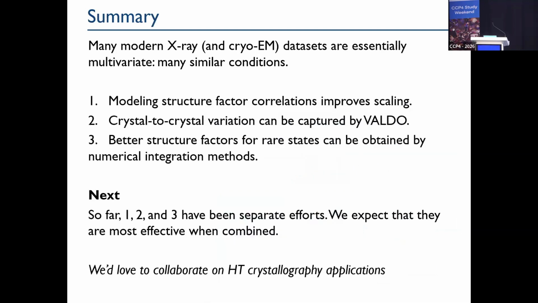So in summary, we see that if we model structure factor correlations during scaling and merging, it improves scaling and merging. We can correct crystal to crystal variation using this kind of VALDO approach, where we do reciprocal space calculations, which are quite fast and quite accurate. And finally, we think we can get to better structure factors for rare states by using this kind of numerical integration approach instead of the current approximations.